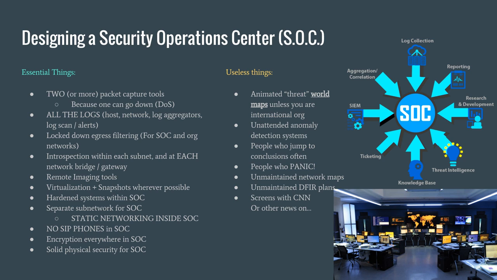You should have a separate, isolated subnetwork for your SOC. And inside the SOC, you should have static networking. There should be absolutely no SIP phones or VoIP phones or VoIP software of any kind in the SOC. Encryption should be everywhere in the SOC. Every connection should be encrypted. And you should have solid physical security for the SOC, because that is the brainstem of the security of your organization. It gets feeds from everything in your org network, and if someone gets inside that, they have potentially access to almost everything.